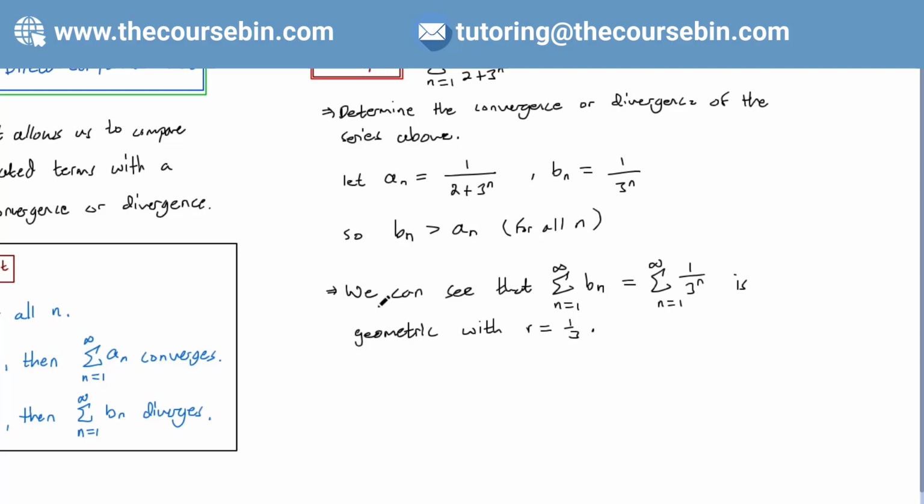Now that we've established that, we can see that the sum of b sub n is a geometric series. The common ratio for this geometric series is 1/3. Now, what's our rule for geometric series when it comes to the common ratio? I'm mostly thinking about the formula, like a r to the power of n. You're talking about the a over 1 minus r, what it converges to.